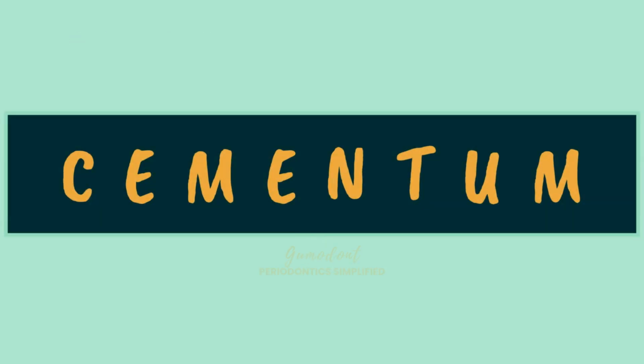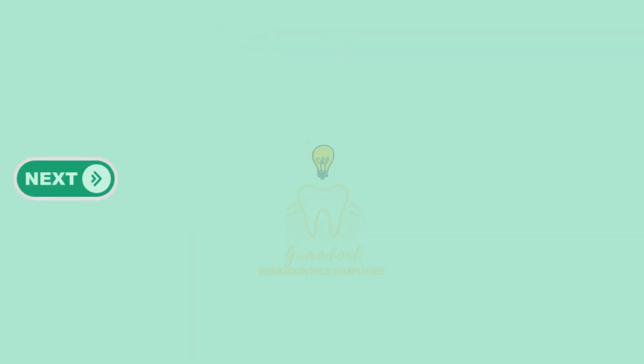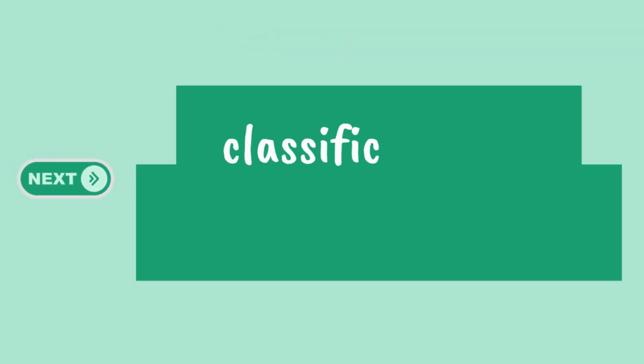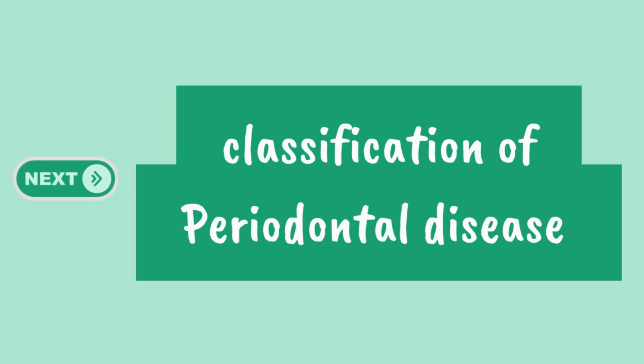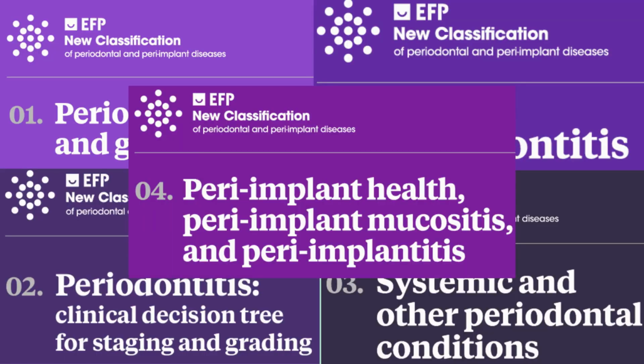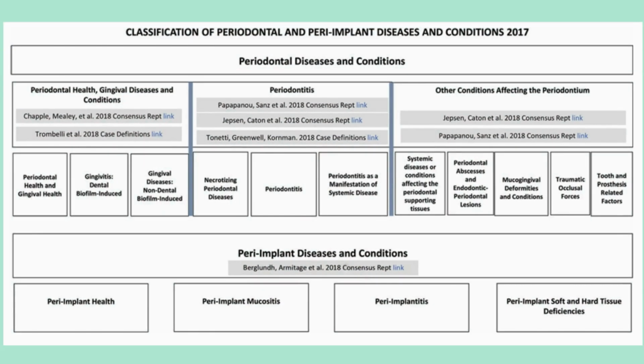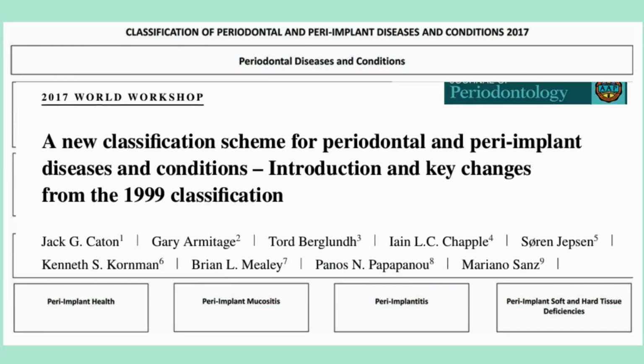So this completes cementum. In the next video, we'll simplify classification of gingival and periodontal disease because the 2017 classification is quite vast and can feel a bit confusing. We'll break it down into a clear and structured approach so it becomes easier to understand and remember.